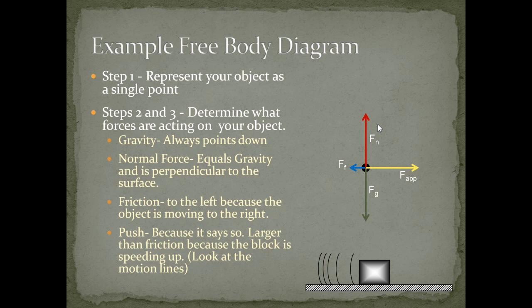And then I am applying a force. All right, because it told me that in my scenario, and also because the block is accelerating to the right, there has to be an applied force. And it has to be larger than the friction because the block is speeding up. Look at the motion lines. Once again, it's accelerating to the right. So that means I need to have a net force to the right. And if I were to add my frictional force and my applied force together using the head-to-tail method, I would end up with a net force to the right.